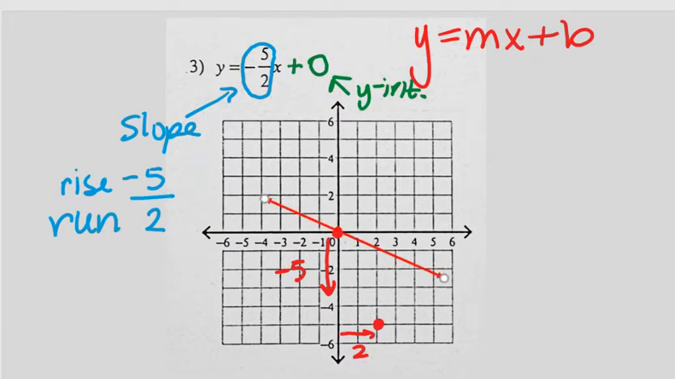Let's get our line. Connect your points and make your line. And if you notice, my line is going down and my slope was negative, so I know I'm doing something right.